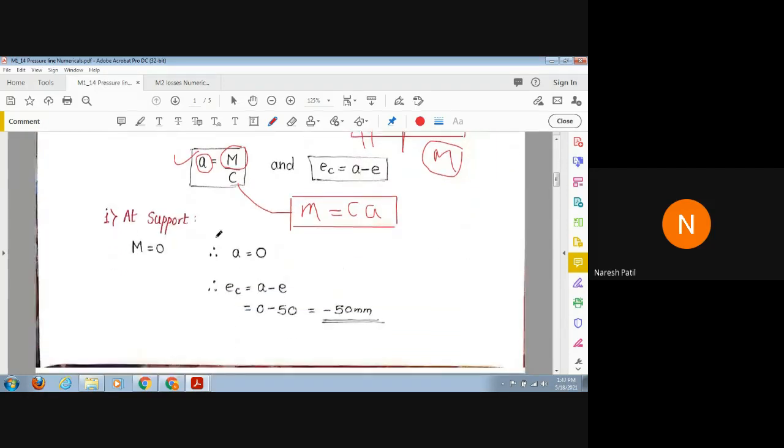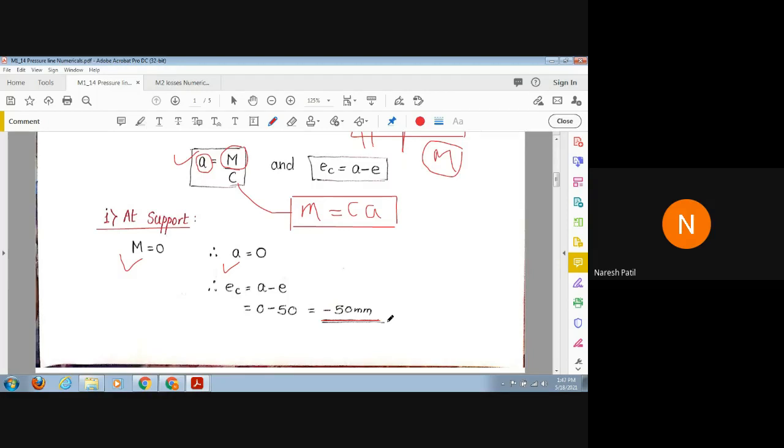Now we have to find out, first of all, the location of the pressure line at support. At support we know M is equal to 0. So therefore A will be equal to 0 and EC will be A minus E. So EC will be minus 50 mm. What is that? EC, the eccentricity of compressive force. So that is EC, it is minus 50.